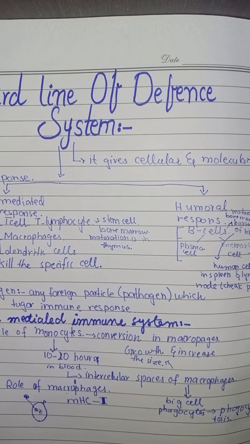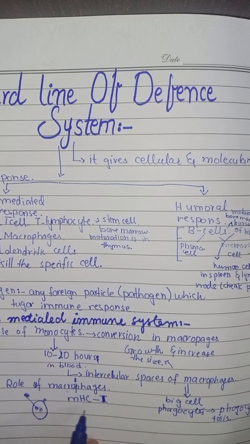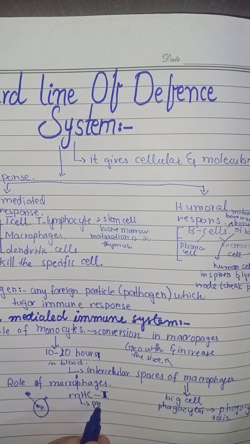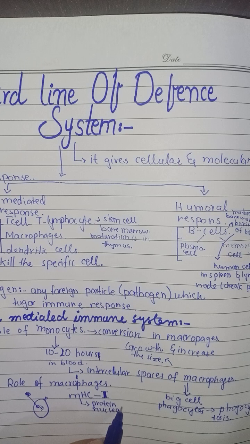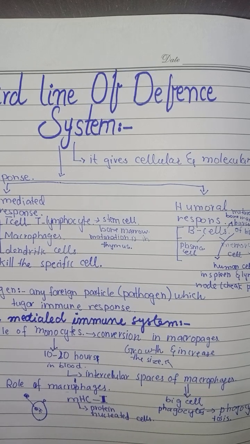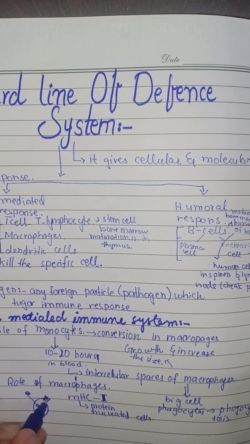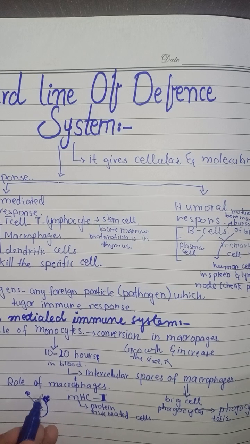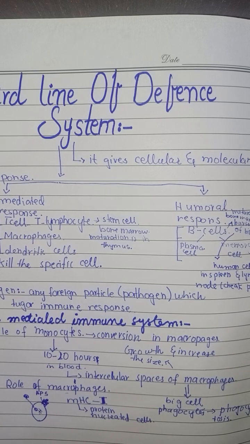They represent with the MHC1, and these MHC are the protein on nucleated cells. Here they are like this. These are the MHC1 and they represent the antigen here. So these are now known as antigen-presenting cells. APCs means antigen-presenting cells.